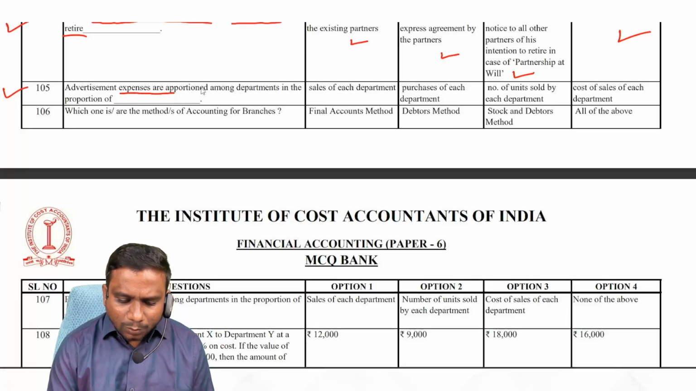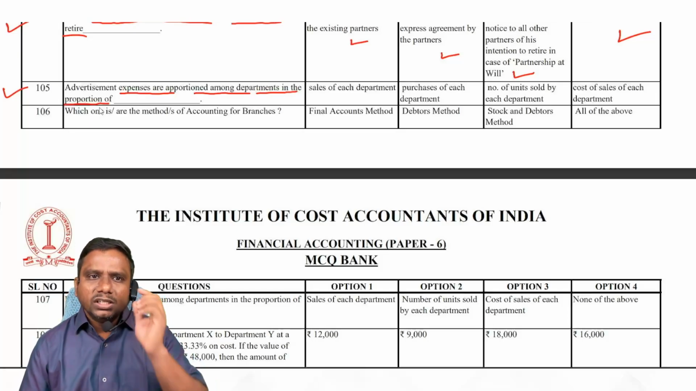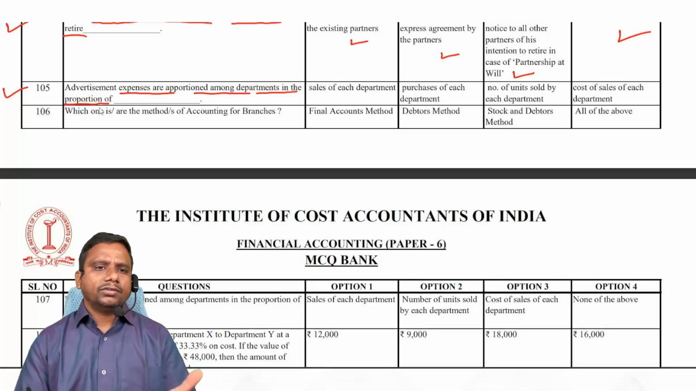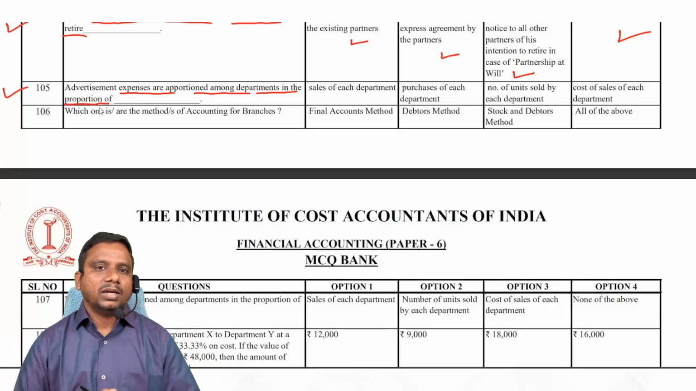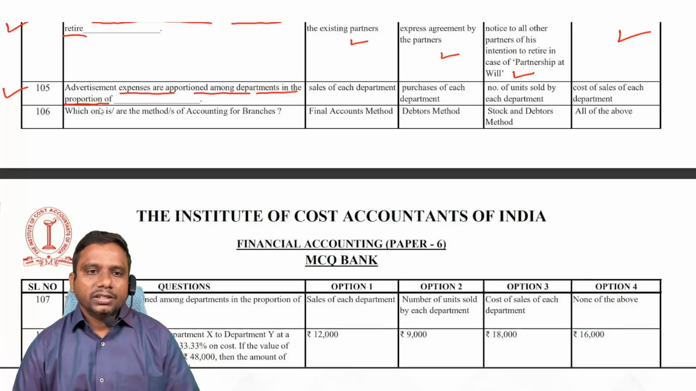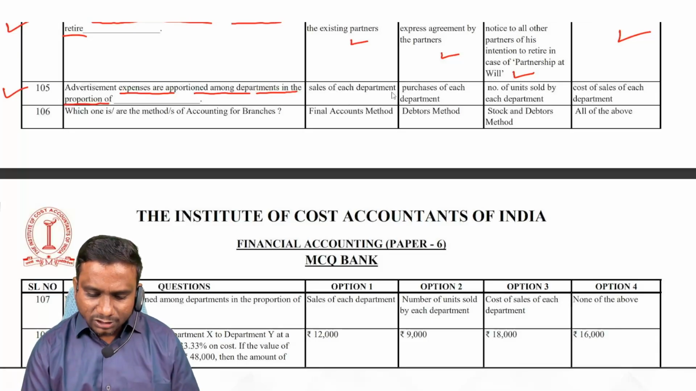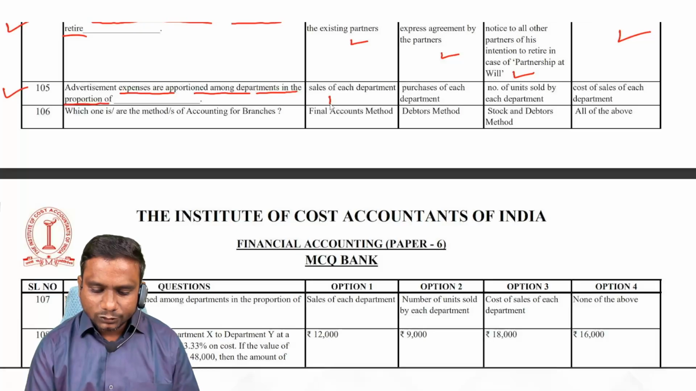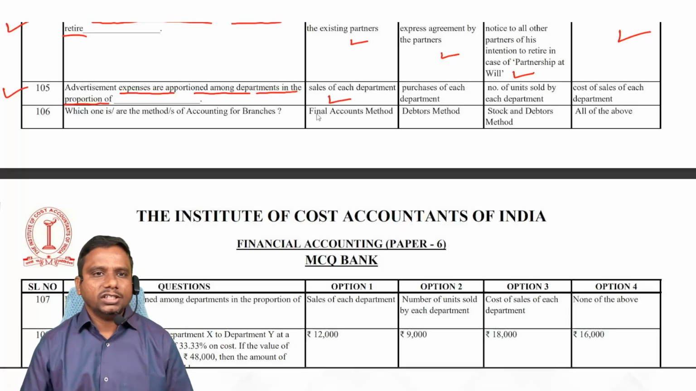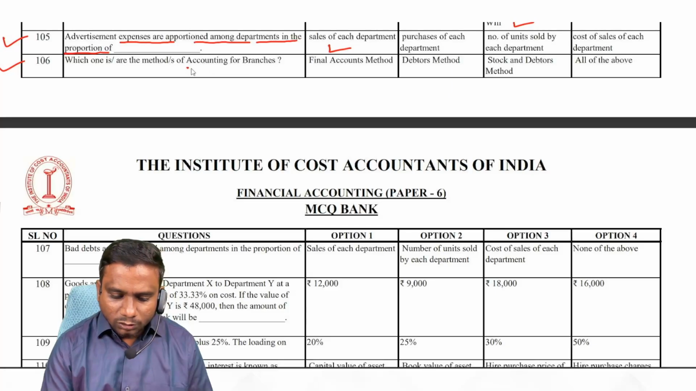Advertisement expenses are apportioned among departments in the proportion of. See, this is departmental accounting. Advertisement expense is incurred for sales purposes. So this expense we apportion among the departments on the basis of turnover of sales. Sales of each department, yes, turnover of each department.